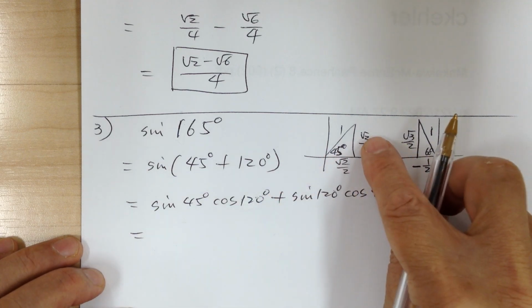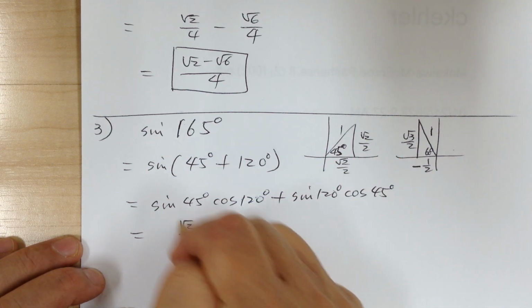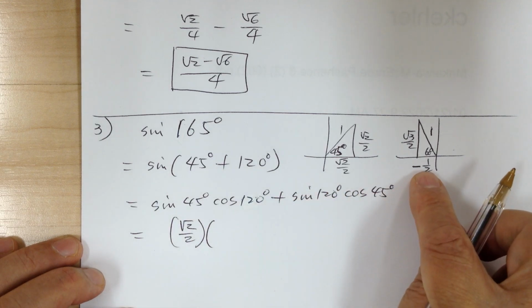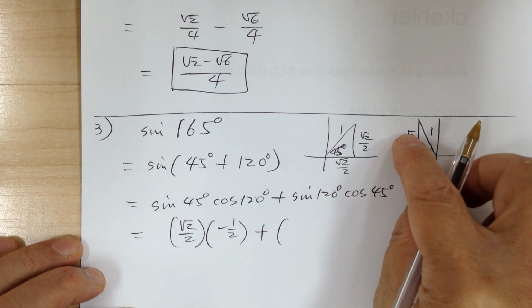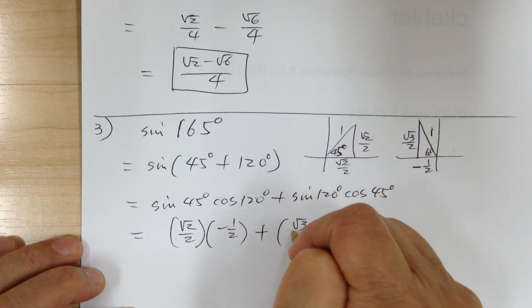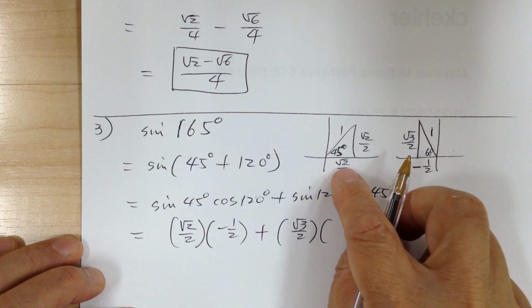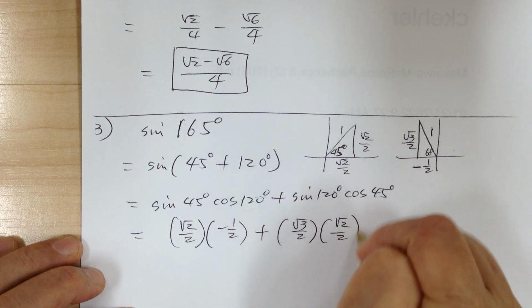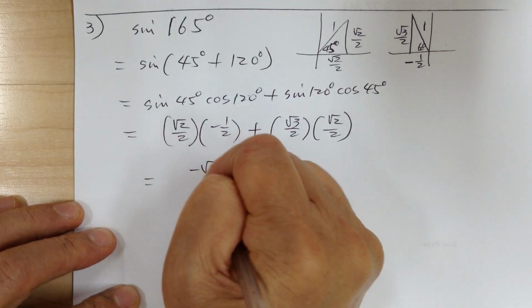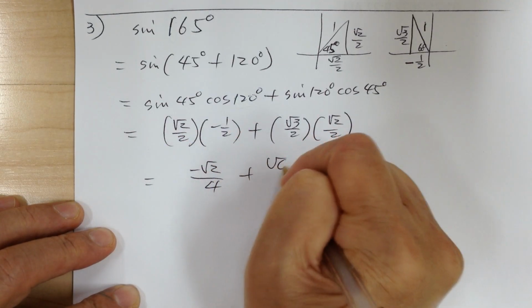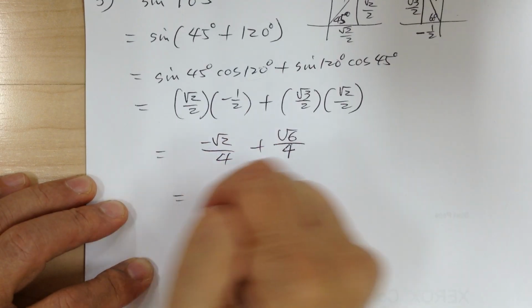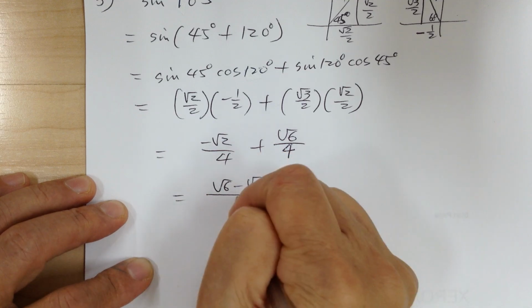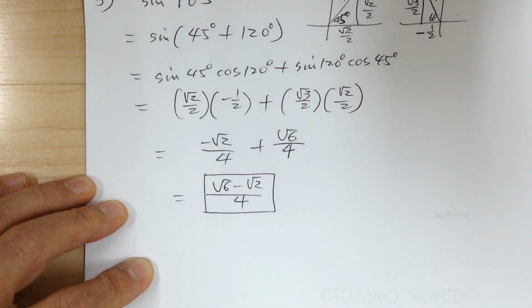Okay, so that's going to evaluate. So sine of 45 is this one here, so it would be square root of 2 over 2. Cosine of 120 is this one here, so it would be negative 1/2. Sine of 120 is this one here, so it would be square root of 3 over 2. Cosine of 45 is this one here, so it would be square root of 2 over 2. Okay, and again you multiply out, so you get negative square root of 2 over 4 plus square root of 6 over 4. And then you put it together, so this will equal square root of 6 minus square root of 2 over 4.